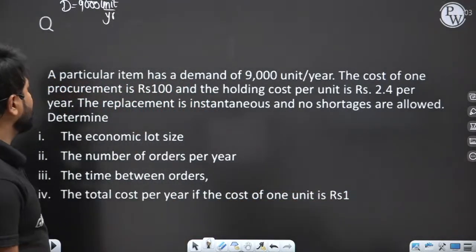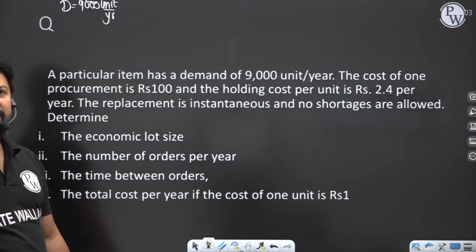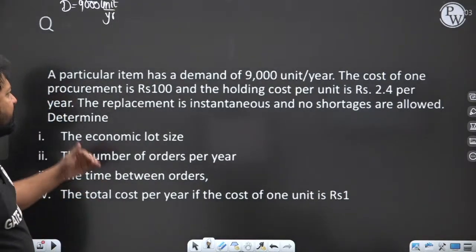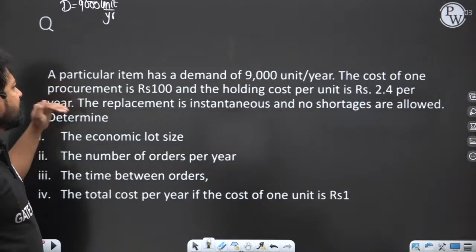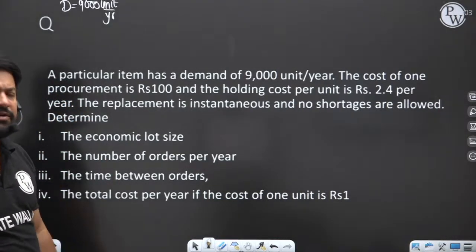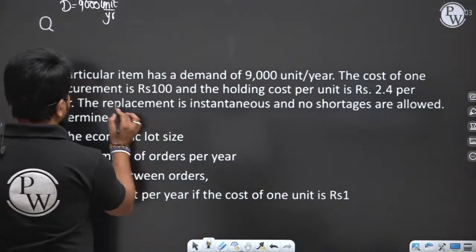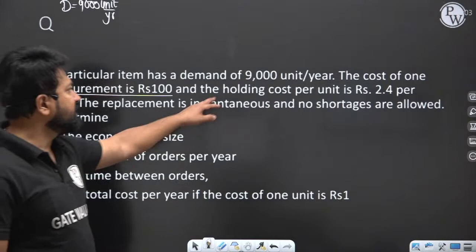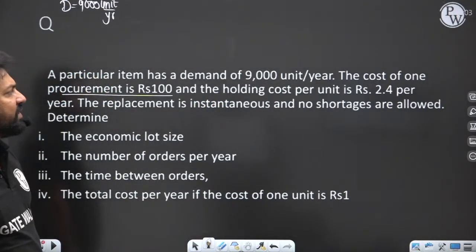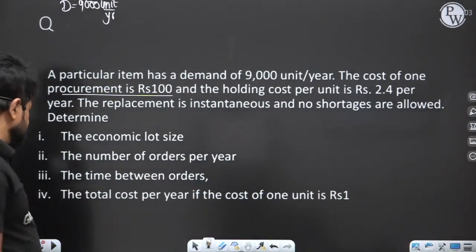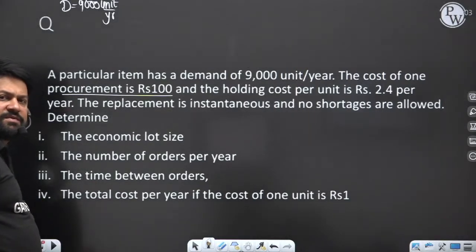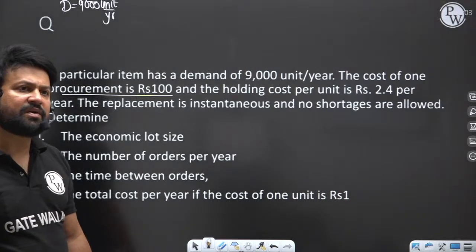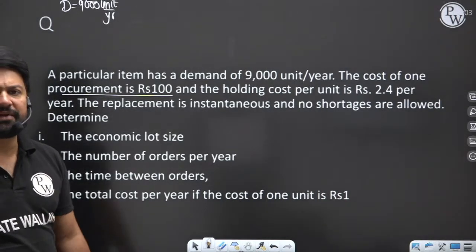The cost of one procurement is rupees 100. Now what do you mean by procurement here? Can anybody tell me? He says that the cost of one procurement is 100 rupees. So you have to figure out what a procurement cost means. And it is clear that the holding cost per unit is rupees 2.4. But I want to know what the procurement cost is.